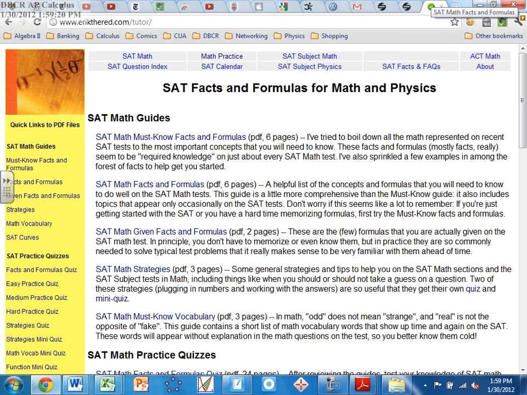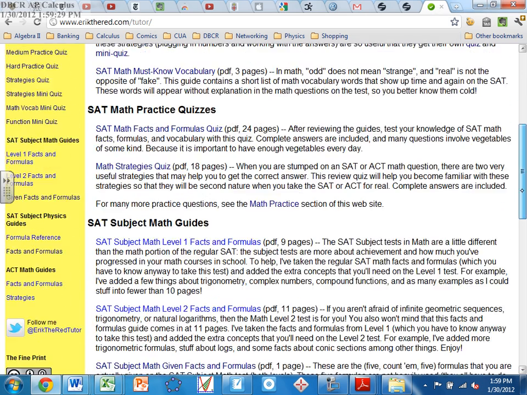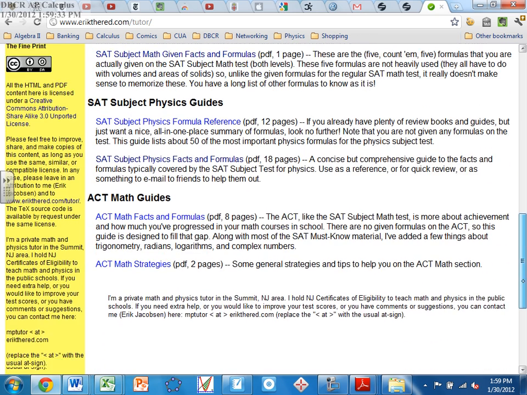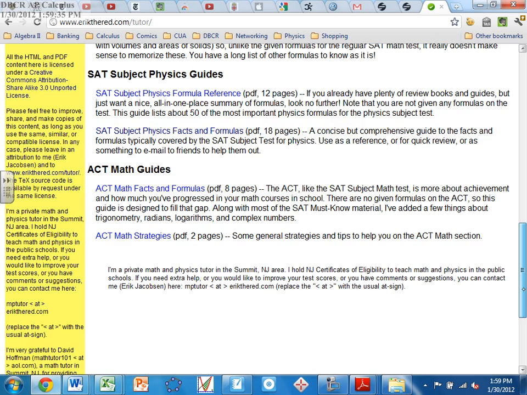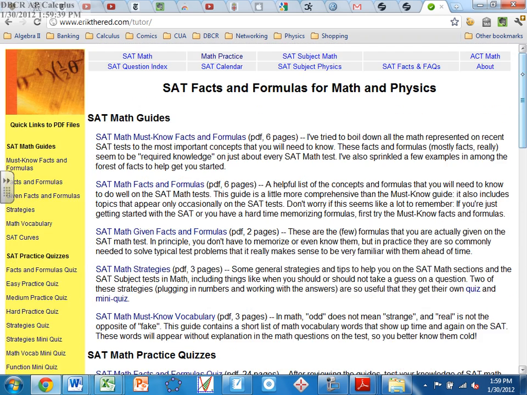What the author does here is provide many different documents about the SAT: facts and formulas, practice sections, and study guides based on difficulty level. He also has some material on physics later on if anyone is interested in physics. There's also an ACT math guide here. So again, we're going to be referencing this website a lot. We're going to use a good amount of the documents that are here and then some other ones as well.